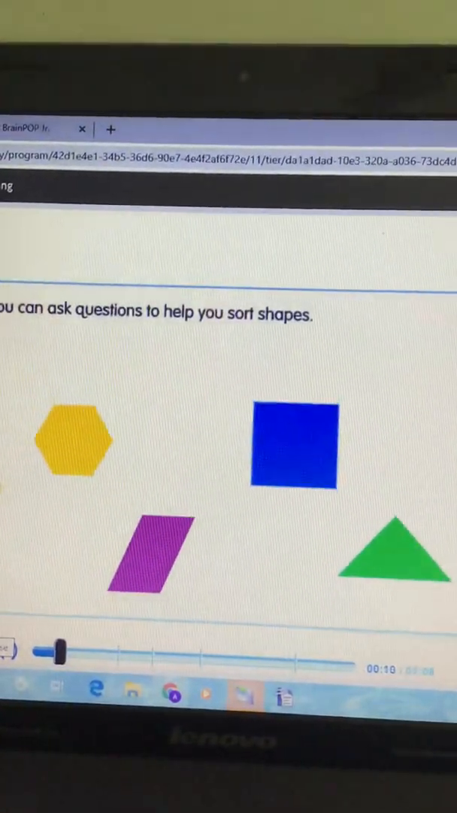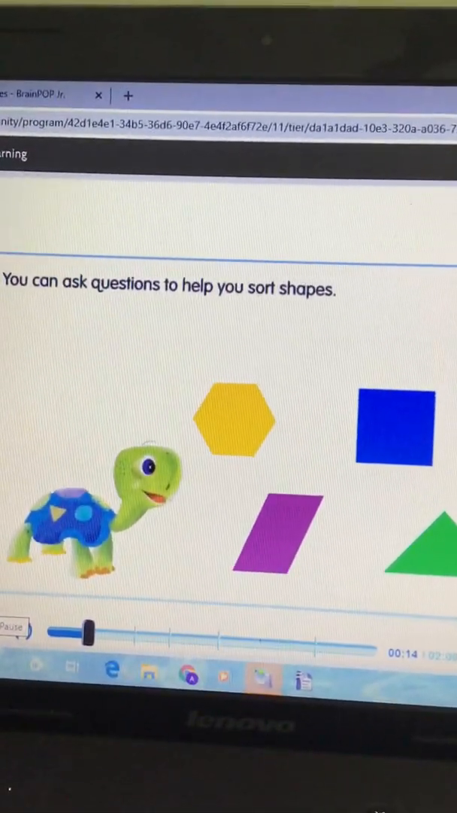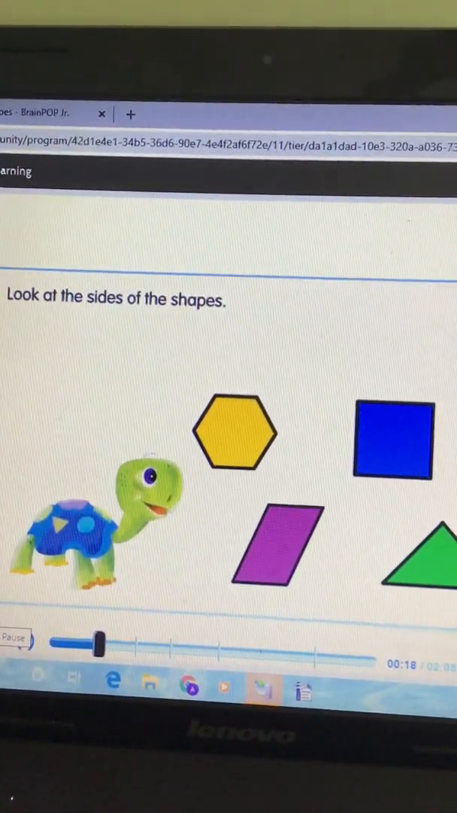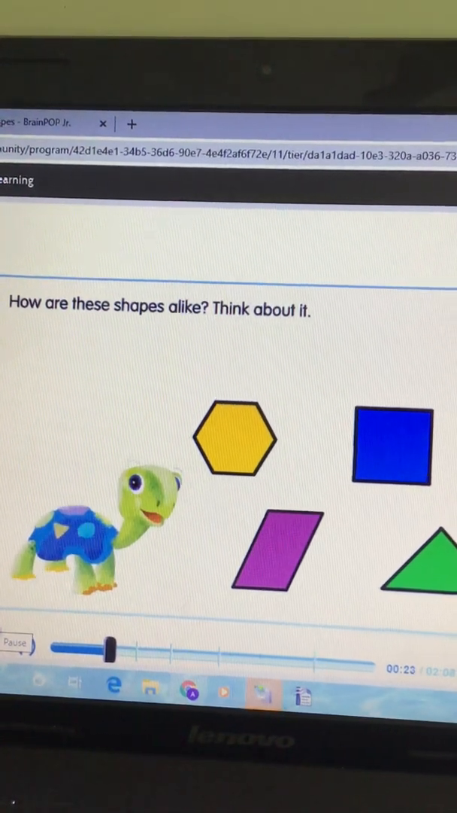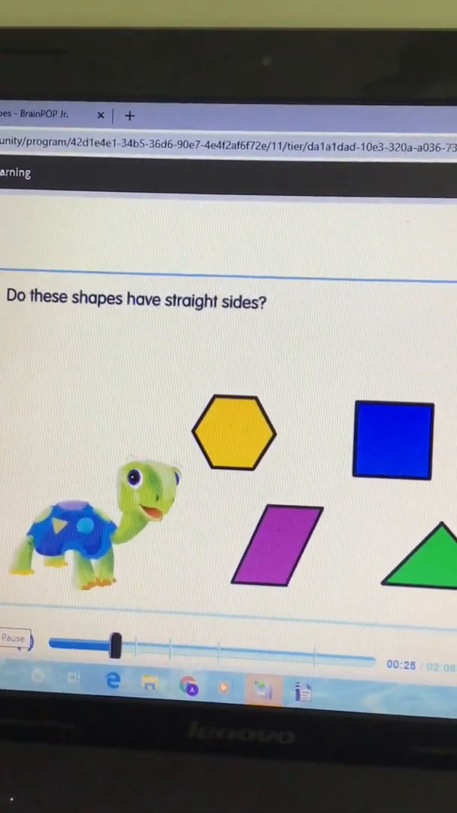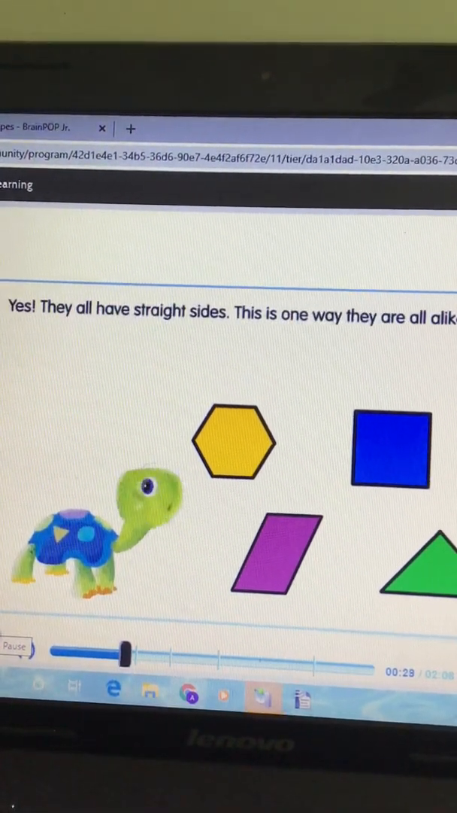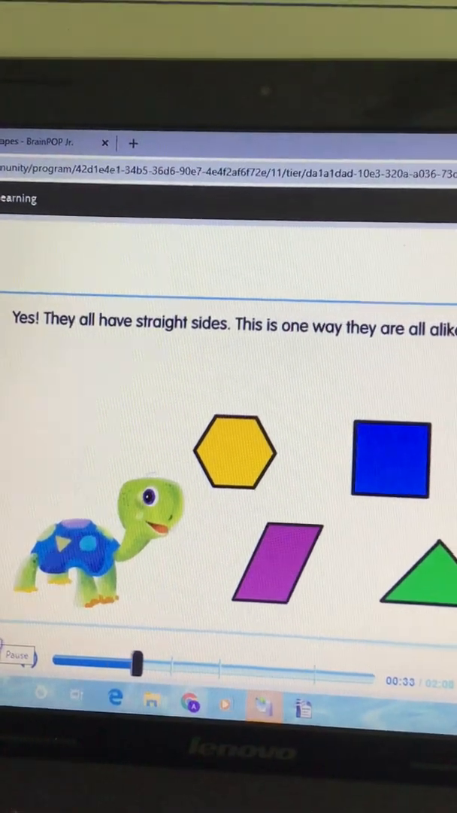You can ask questions to help you sort shapes. Look at the sides of the shapes. How are these shapes alike? Think about it. Do these shapes have straight sides? Yes, they all have straight sides. This is one way they are all alike.